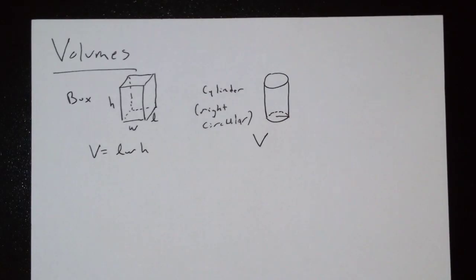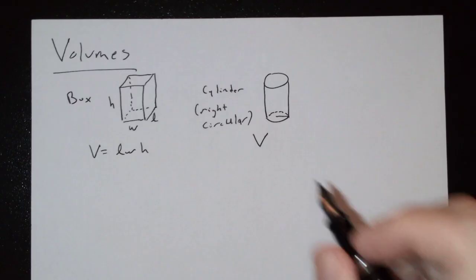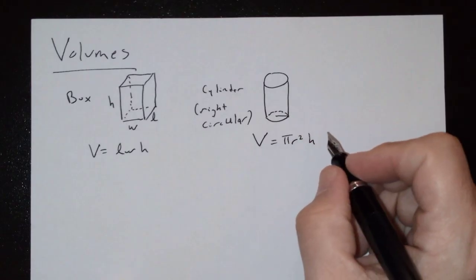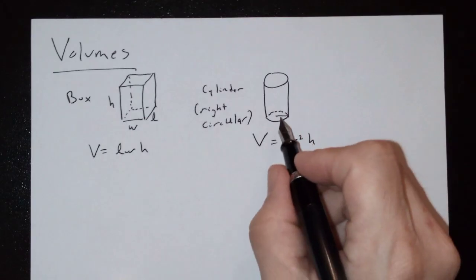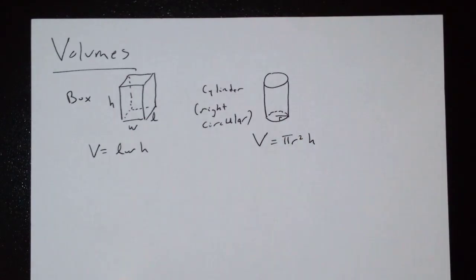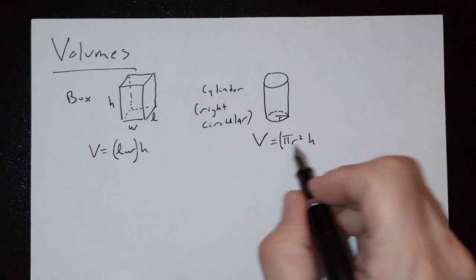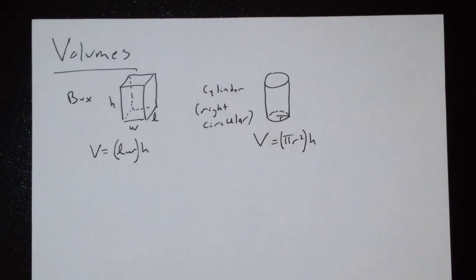Anybody know the formula for the volume of a cylinder? Aha. Where R is the radius of the circle in question, right? Hey, wait a second. If I think of both of those as thing times height, I can actually make the following general statement.